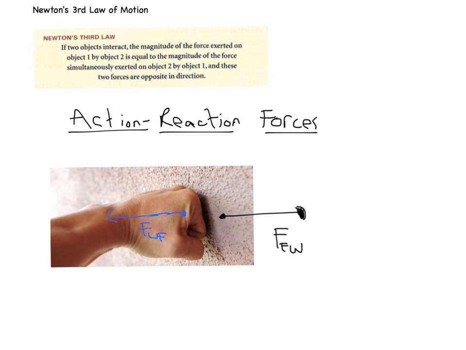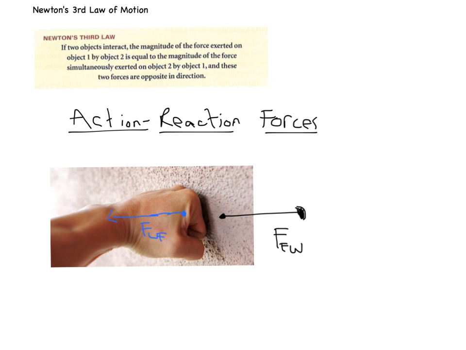Okay, these are referred to as action-reaction pairs. You can see that they're equal in length, and they're opposite in direction. Okay, and the third thing is they act on different objects. This force acts on the wall, that's the force of the fist on the wall, and the force of the wall acts on the fist. So I did not draw them on the same object.